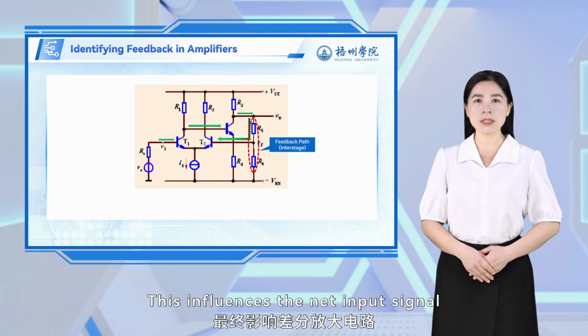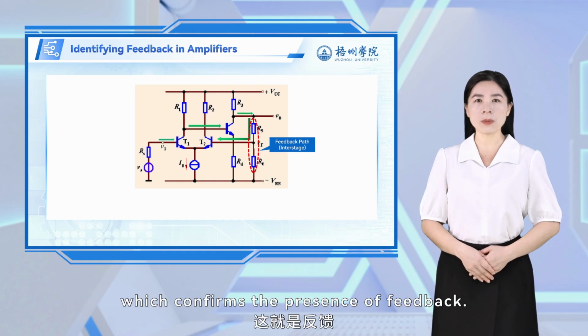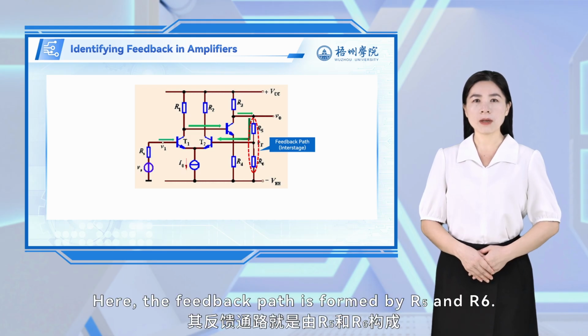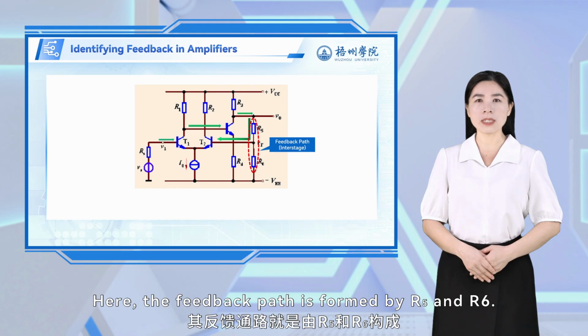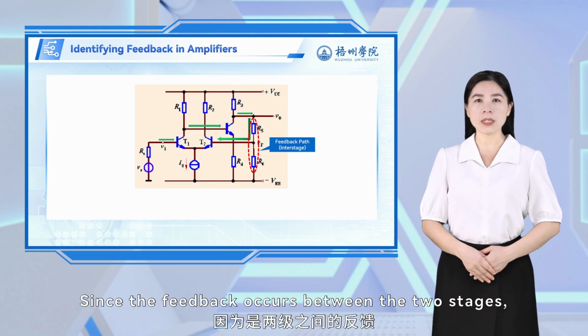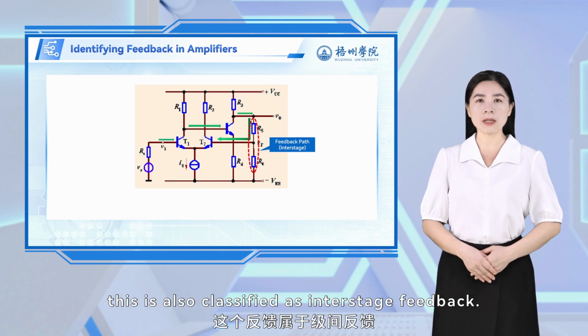This influences the net input signal of the differential stage, which confirms the presence of feedback. Here, the feedback path is formed by R5 and R6. Since the feedback occurs between the two stages, this is also classified as interstage feedback.